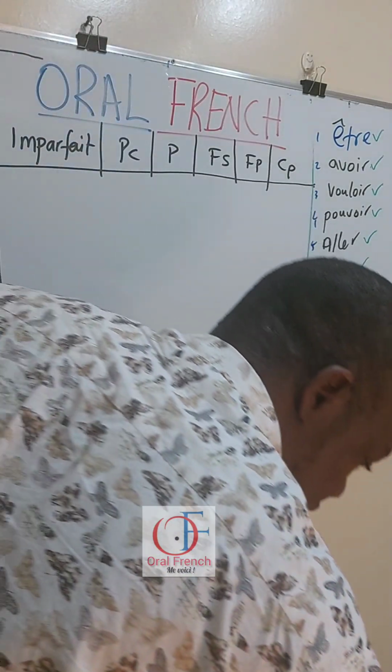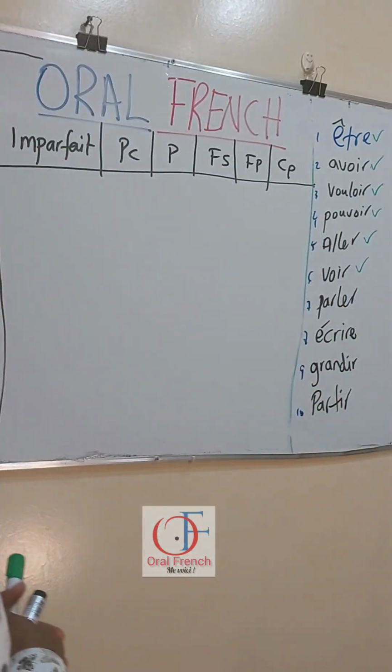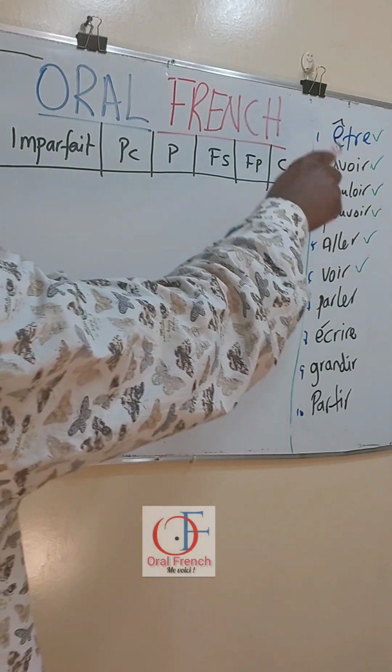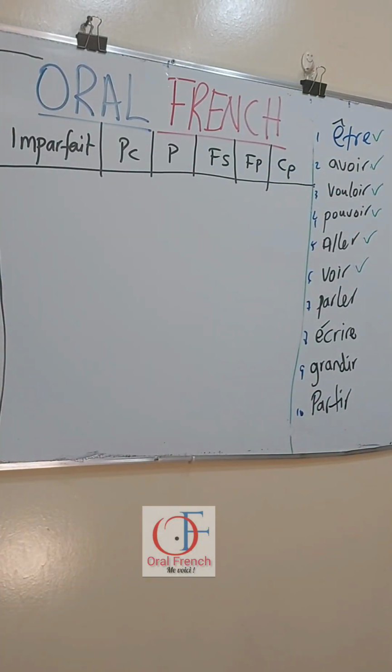If we begin with the imperfect today, we have so many verbs here. We can use any of them, but I think we should start from the top, which is être. The verb être means to be. And the imperfect of such verbs, you have to master them one after the other, because these are third group verbs and they are always irregular.